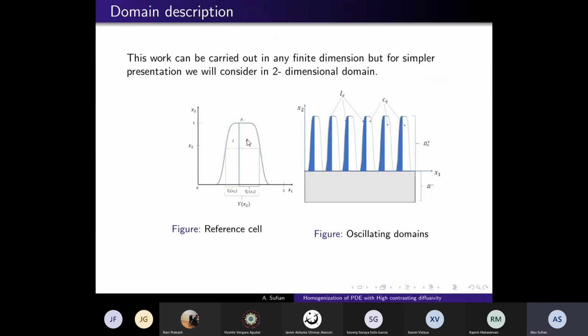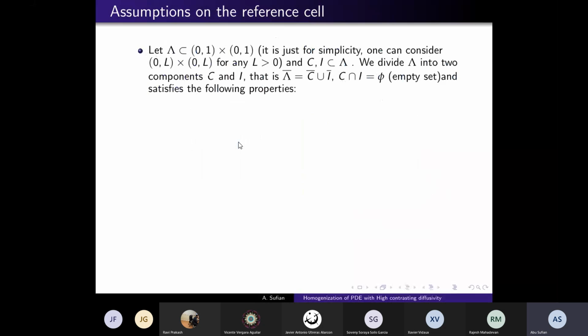So on this reference cell, I need to put some assumptions to do our analysis. Just to put all the assumptions mathematically, I took the reference cell lambda, which is a subset of 0,1 cross 0,1. Again, you can take any, like 0,L cross 0,K, where K and L are any numbers greater than 0. But for simplicity, for the time being I'm just taking 0,1 cross 0,1. And C and I are a disjoint union of lambda. So lambda bar is basically your C bar union I bar, and C intersection I is phi, that is, the empty set.